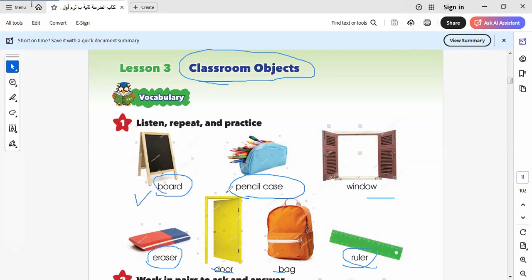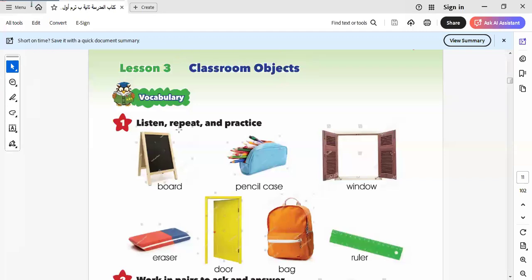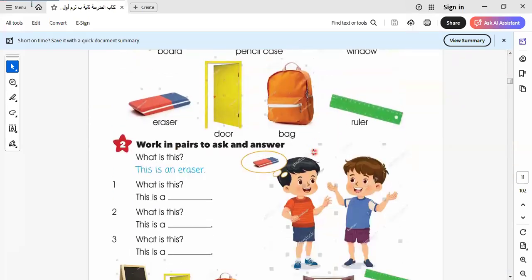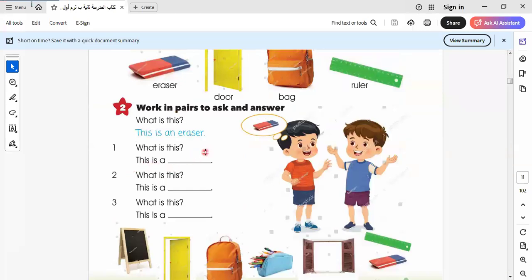So here we have board, pencil case, window, ruler, bag, door and eraser. Let's go to another item here. I would like you to have paper and pencil and write these words to keep them. It's important to keep the vocab, grade 2, because if we have missing letters or the word is arranged wrongly, we must keep the vocab.